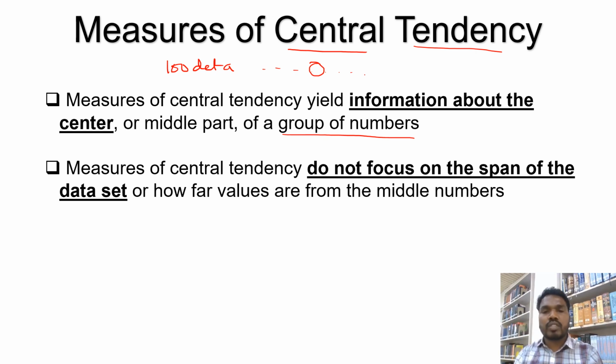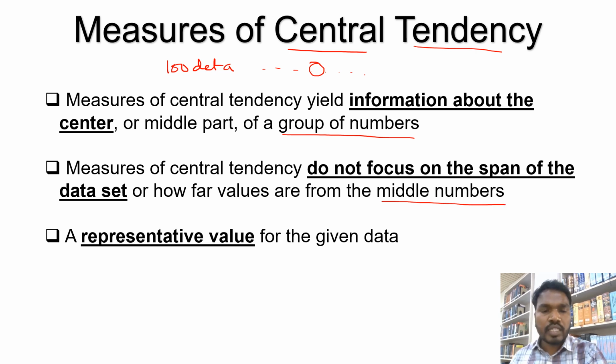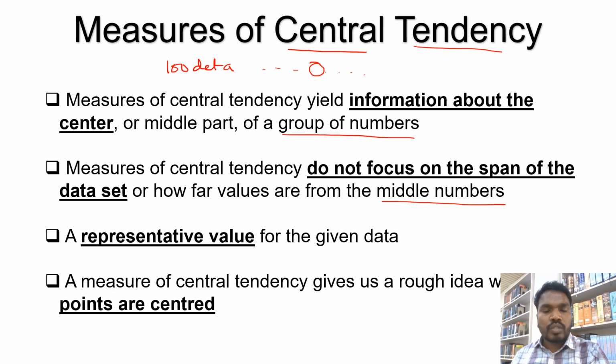It does not focus on how the data points are scattered, right? And also it cannot find how far other values are from that particular representative value. Clear? It's just a representative value for the given data, as simple as that. It just gives a rough idea about how all the data points are centered, where they are centered. Clear?